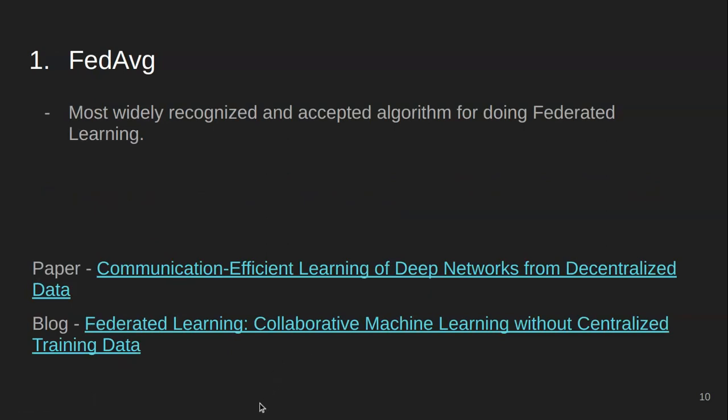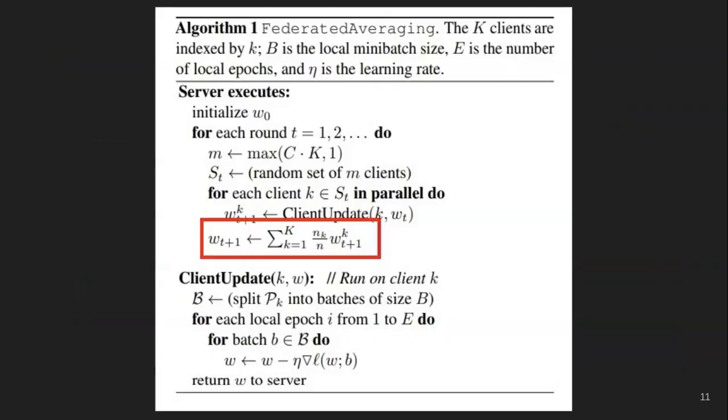So first, let's talk about the algorithm which started off this field. It was introduced by McMahan from a Google group. In this paper they introduced communication-efficient learning of deep networks from decentralized data. You can also read the blog. This is one of the widely recognized and accepted algorithms for doing Federated learning. Whatever Federated learning algorithm you come across in future, it will cite this work, since it's the beginning point of everything, like AlexNet in the case of deep learning.